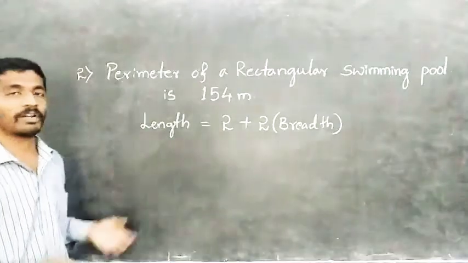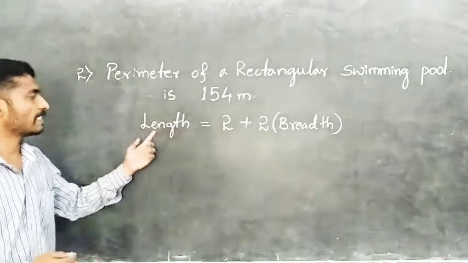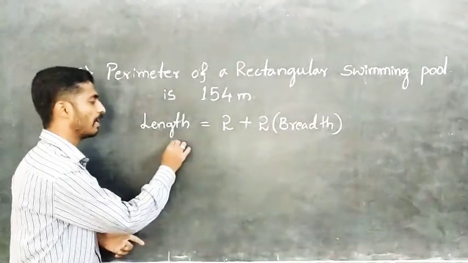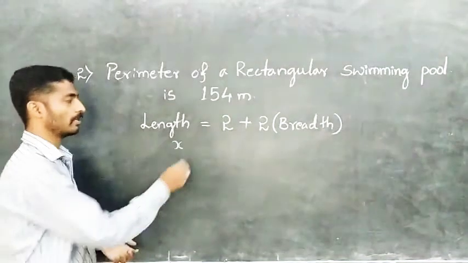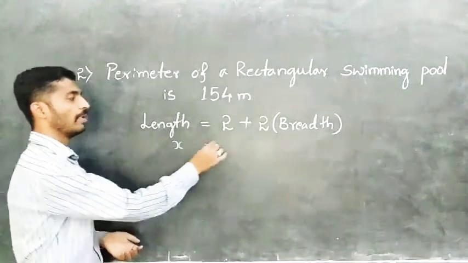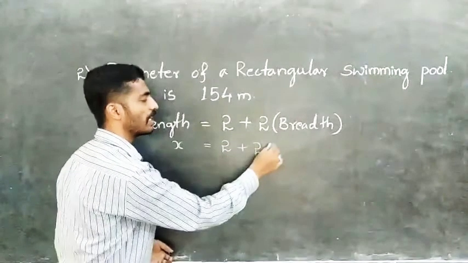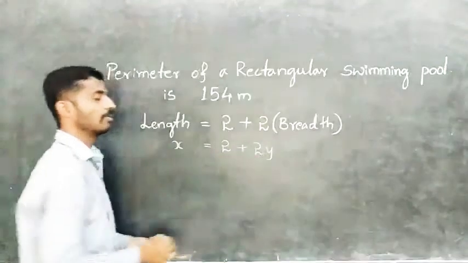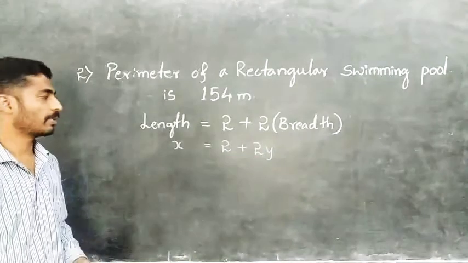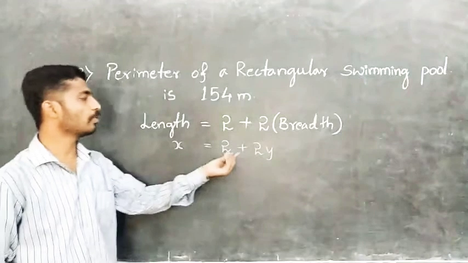So what will I take here? Let's take length as x. So this x will be how much? 2 plus 2 of breadth. Breadth I will take as y. So here 2 plus 2y.